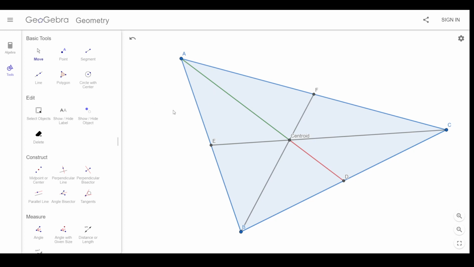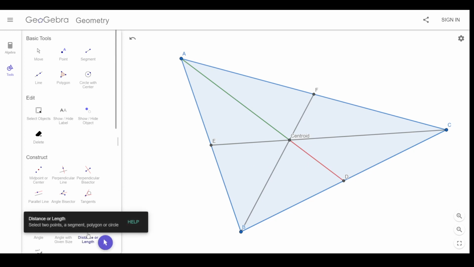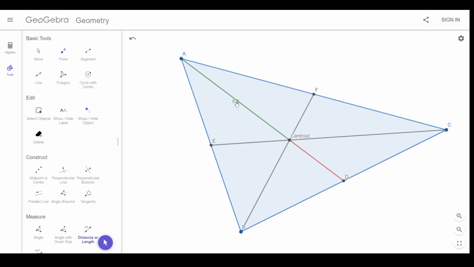So here we go. I want to see if the green one is twice as big as the red one. Kind of looks like it would be, right? But let's see if it is for sure. So I'm going to come over here to this thing that says distance and length. I'm going to click on this green one, and it says it's 8.8.